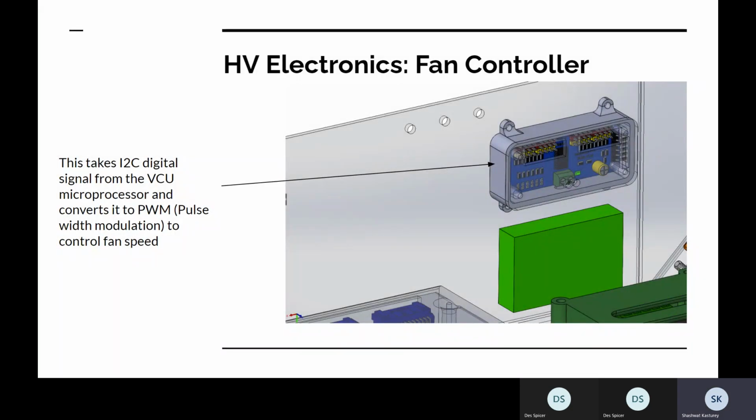I went over the fan controller. Honestly, the new fan controller does essentially the same thing as this. It takes I2C digital signaling from the VCU, and it turns it into PWM control for each fan. Each fan is basically a brushless DC motor, so it can be controlled by PWM, pulse width modulation, by the fan controller. We made a new fan controller, I believe, specifically because the old one can't take the amount of power you need to put into these fans.